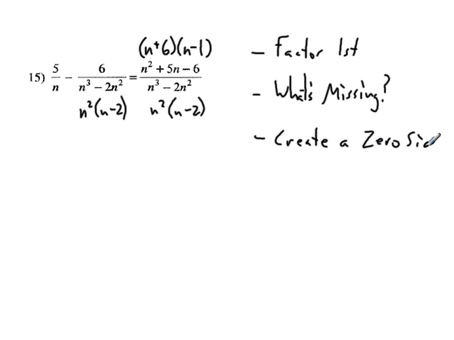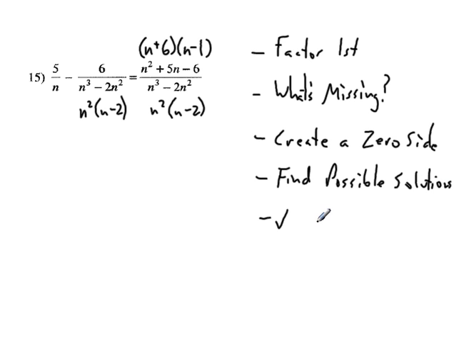Create a 0 side. Find your possible solutions. And then check your denominators for a 0 problem. Alright, make sure, like in this case, if I get an answer that says n equals 0, it won't work.